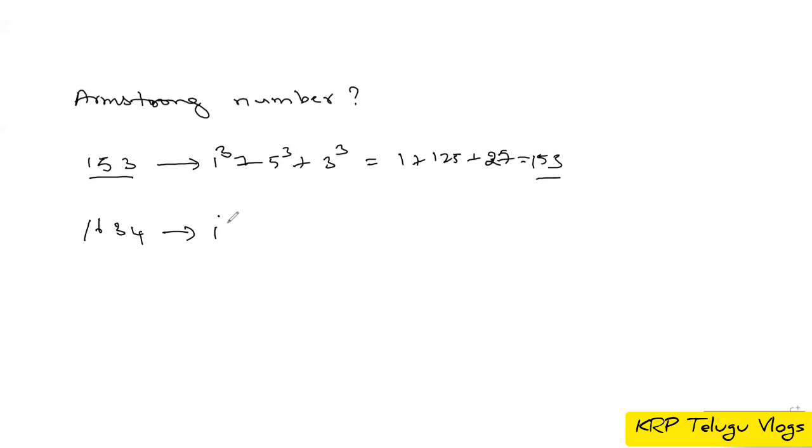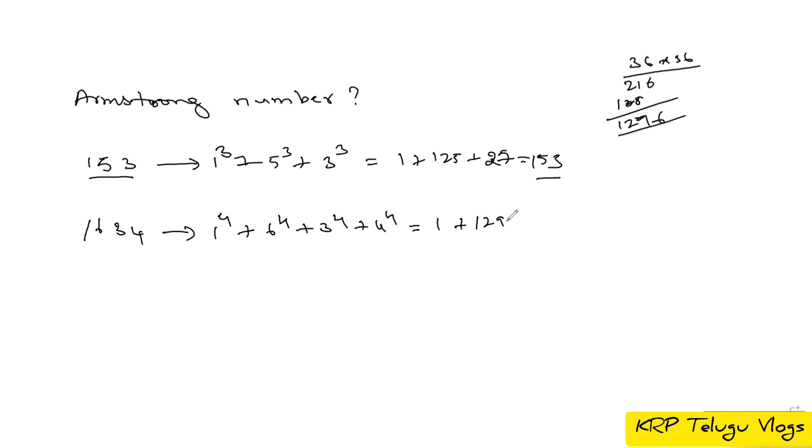Now I will take 1634. There are 4 digits here, so you have to do power 4. 1 power 4 plus 6 power 4 plus 3 power 4 plus 4 power 4. 1 power 4 is 1. 6 power 4 is 36 into 36, which is 1296. Then 3 power 4 is 81, plus 256, equal to 1634. So this is an Armstrong number.